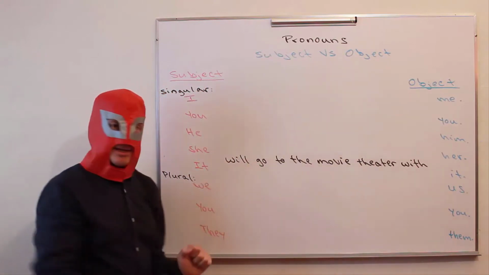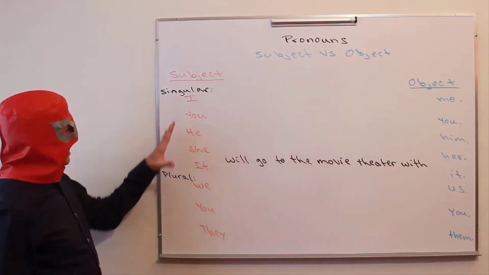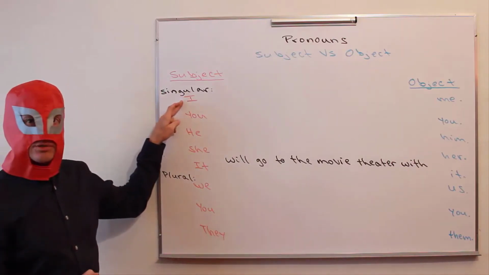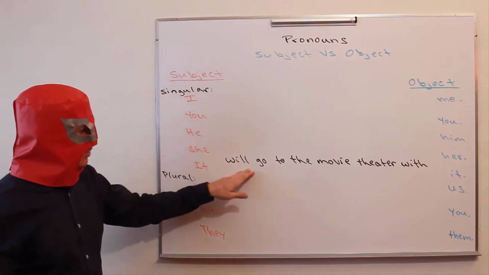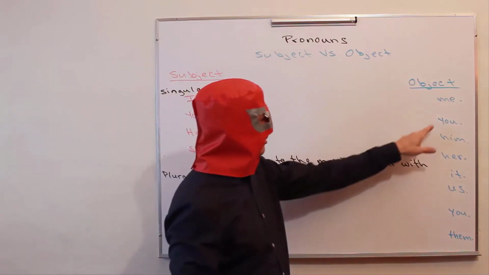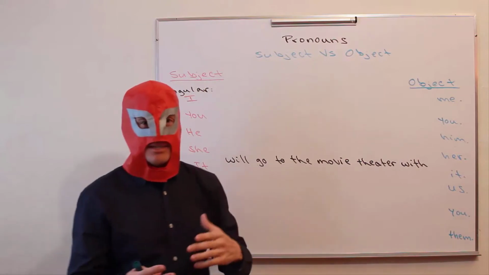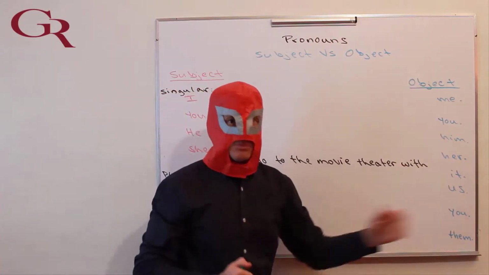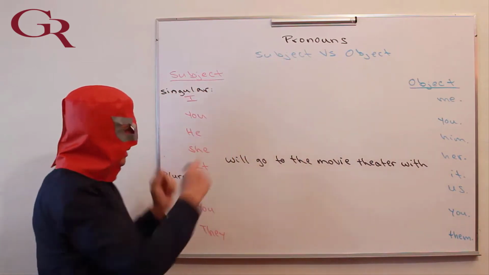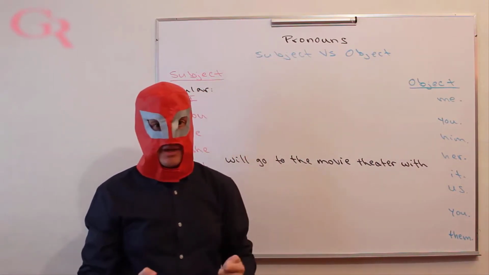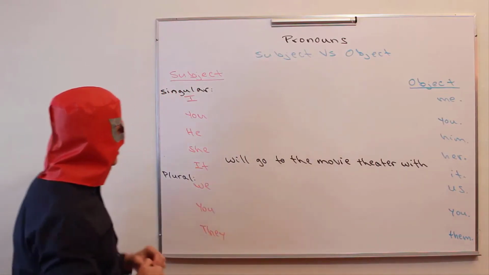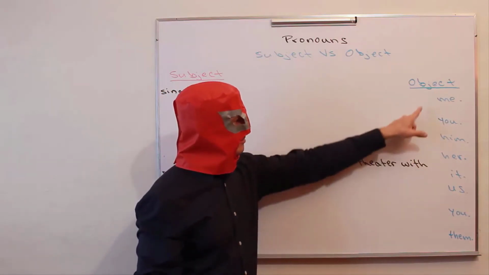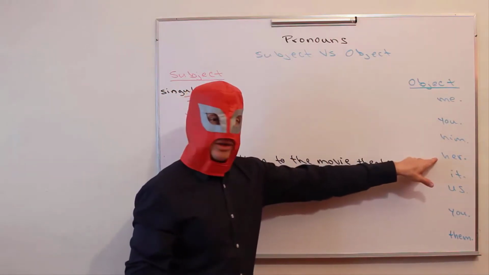Okay, so let's take a look at my example here. I have a statement or a sentence here. For example, I will use this one as my example. I will go to the movie theater with you. Now, it has to make sense. I can't use just any subject pronoun with any object pronoun. I'm just putting them this way so it's easier to understand and so it's a lot faster to explain. So remember, it has to make sense. So once again, for example, I will go to the movie theater with you, or I could say with her.